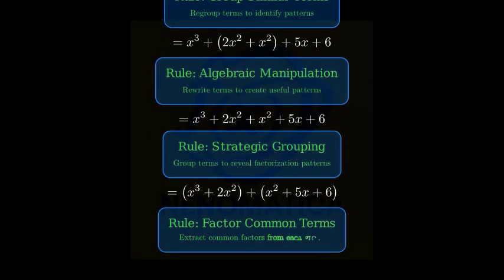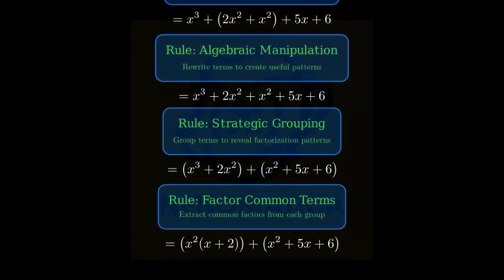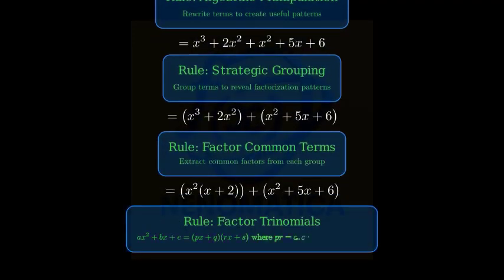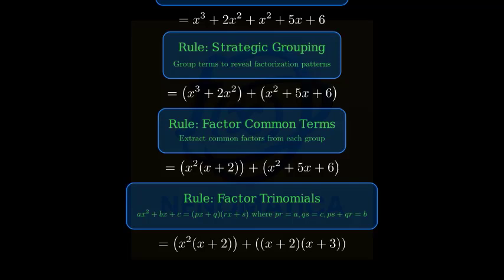From each group, we can factor out common terms. From the first group, we can factor out x squared, giving us x squared times open parenthesis x plus 2 close parenthesis. We keep the second group as is for now, open parenthesis x squared plus 5x plus 6 close parenthesis. Now, let's factor the trinomial in the second group, x squared plus 5x plus 6. This can be factored as open parenthesis x plus 2 close parenthesis times open parenthesis x plus 3 close parenthesis. So our expression becomes x squared times open parenthesis x plus 2 close parenthesis plus open parenthesis x plus 2 close parenthesis times open parenthesis x plus 3 close parenthesis.